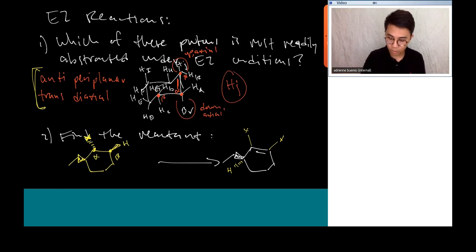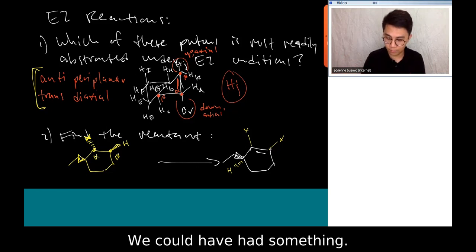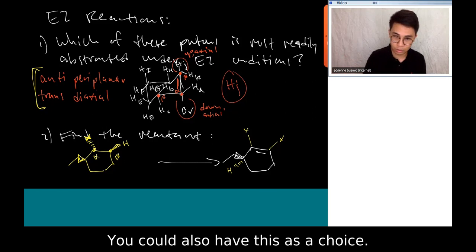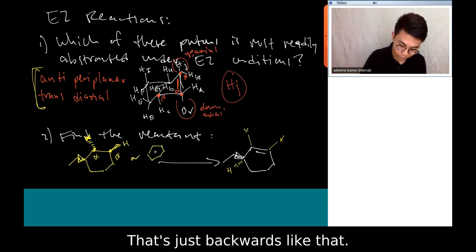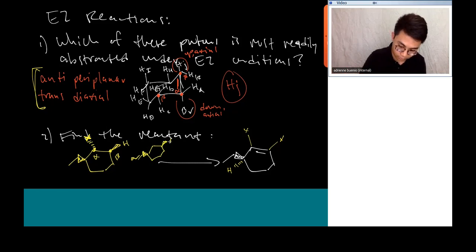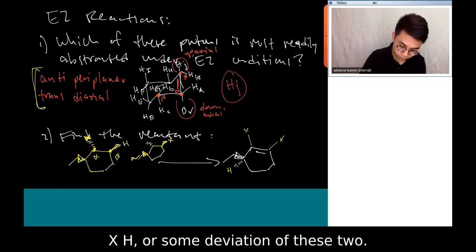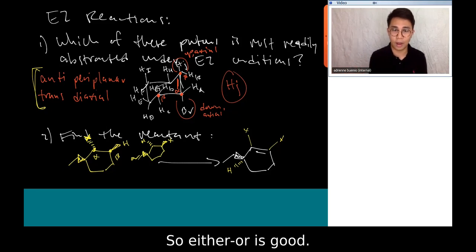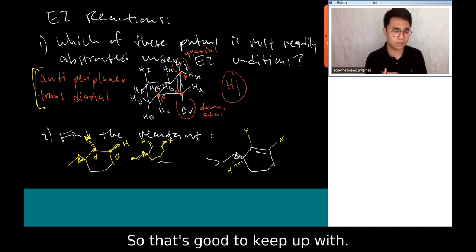We could have had something, you could have also had an answer choice that's just backwards, like that, X, H, or some deviation of these two. So either or is good, right? So things like that, that's what to keep up with.